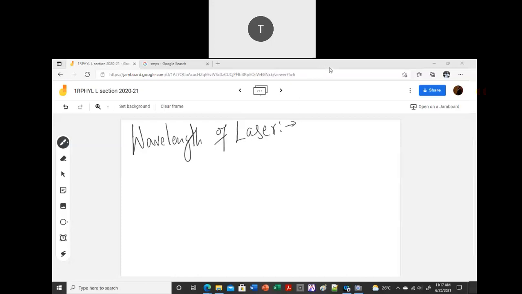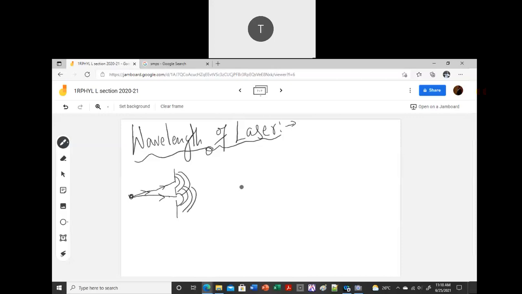Fine. So we are going to study the wavelength of a laser by using a diffraction grating. This is similar to your Young's double slit experiment. What happens in Young's double slit experiment? You take a monochromatic source and send it through, and when it encounters these small edges, each of them will act like a new source.